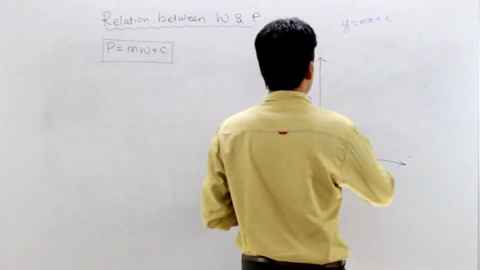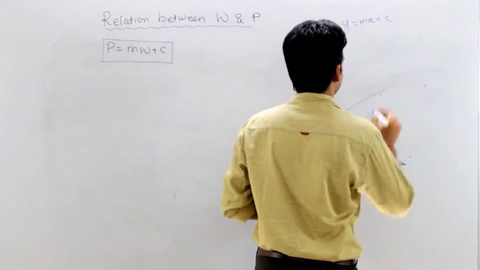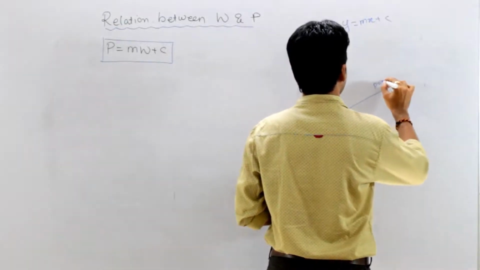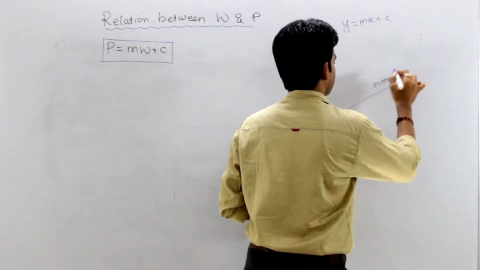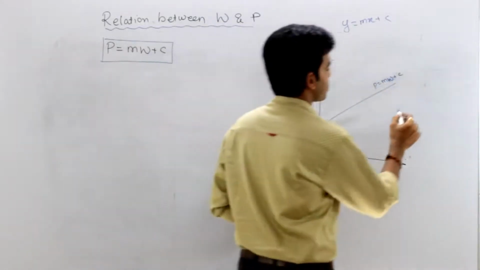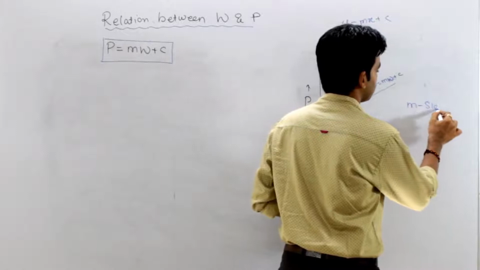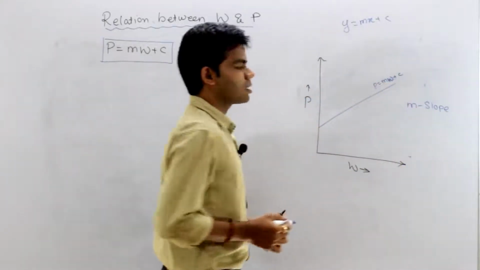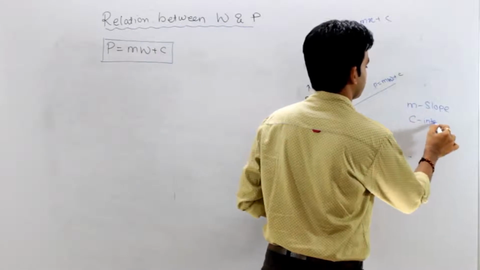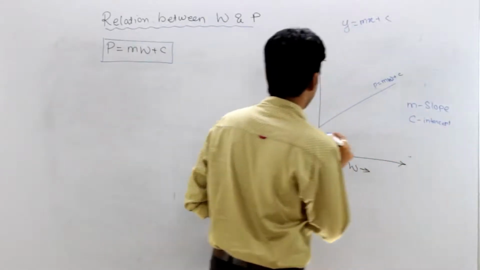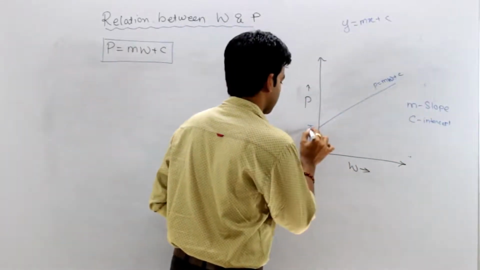So from here this curve is nothing but P is equal to m into W plus c, where m is the slope of this straight line and c is nothing but the intercept on the y axis. That means this quantity is nothing but c.